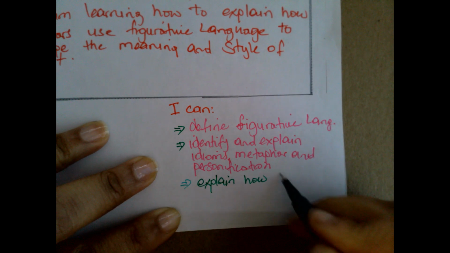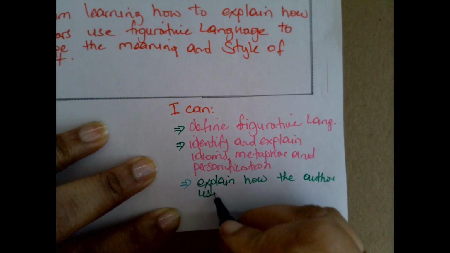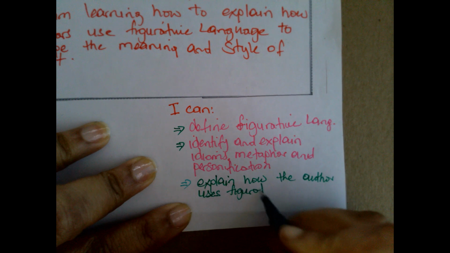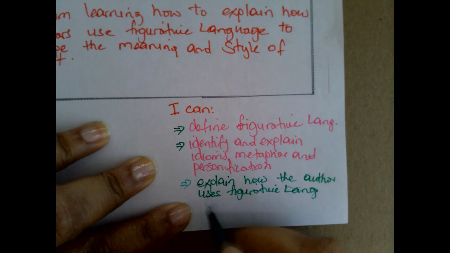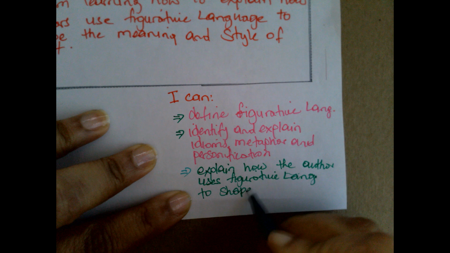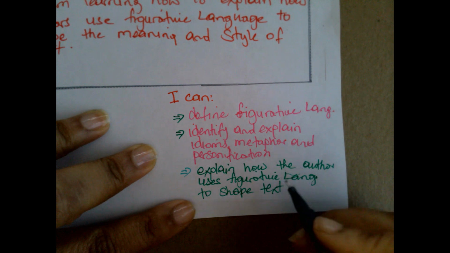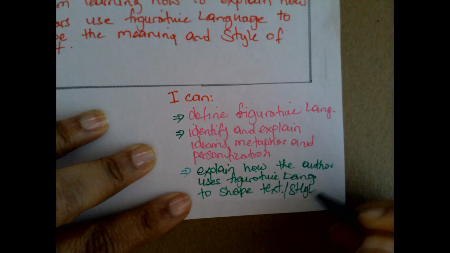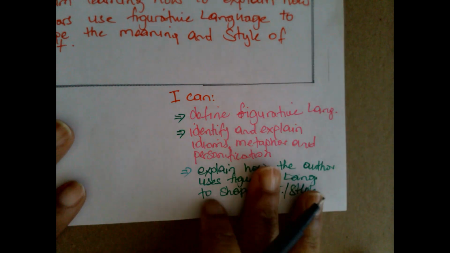Explain how the author uses figurative language to shape text or shape text style. All right, so there you have, from all of that, you just have 3 I can statements.